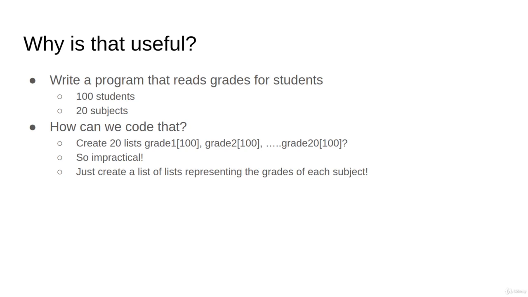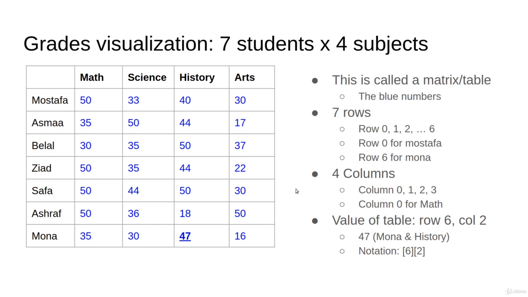Maybe one would think, okay, let's create 20 lists. List grade 1, which will have 100 elements. Grade 2 list will have 100 elements. Grade 20 have 100 elements, and so on. This is very impractical. But if you created 20 lists and put all of them in one big list, now we have a list of lists, each one of them representing the grades of a specific student. That's why nesting data structure might be very useful.